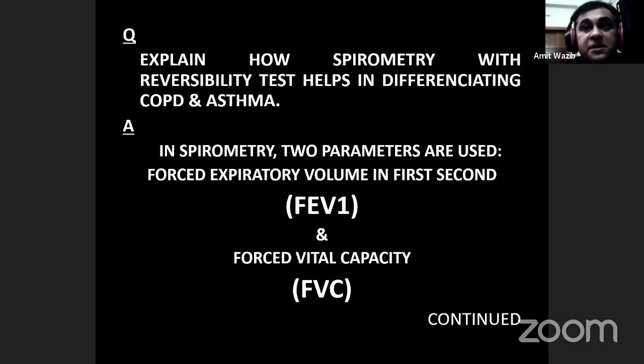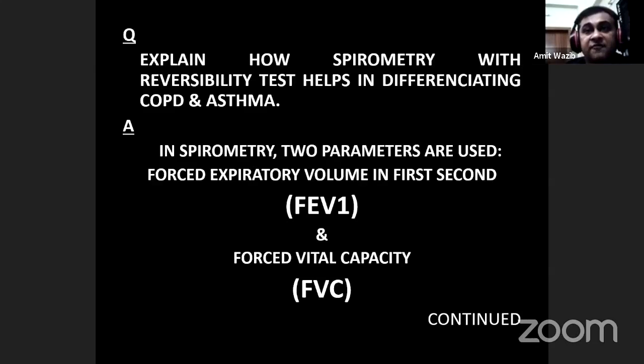So spirometry was actually taught way back in phase 1 in physiology as lung function tests. There were so many parameters there, but practically we usually use two parameters. One is forced expiratory volume in the first second, or FEV1, and another one is forced vital capacity, that is FVC. These two parameters are mainly used to define and classify obstructive airway diseases in practical situations.